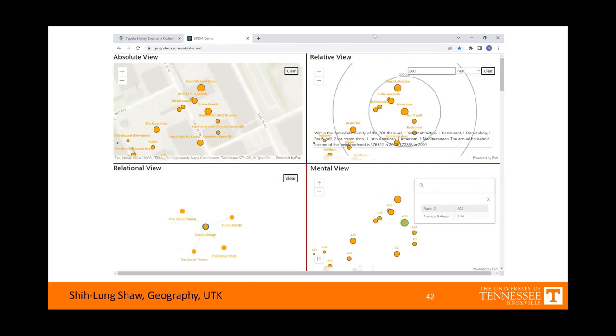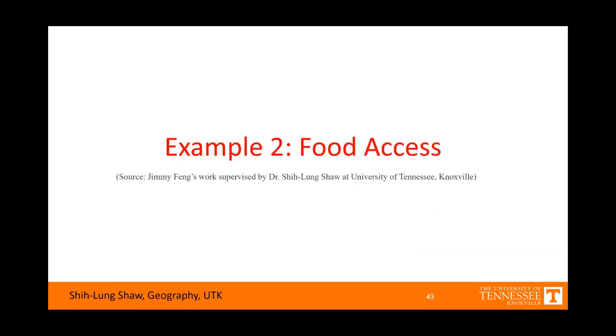You can also click in the mental view. For example, now we can see it's an isolated small network. What do you think these restaurants are? They are all related to donuts. Okay, so people who are looking for donuts, they do not search for other kinds of restaurants. Okay, so by integrating this together, it can give us a more comprehensive picture.